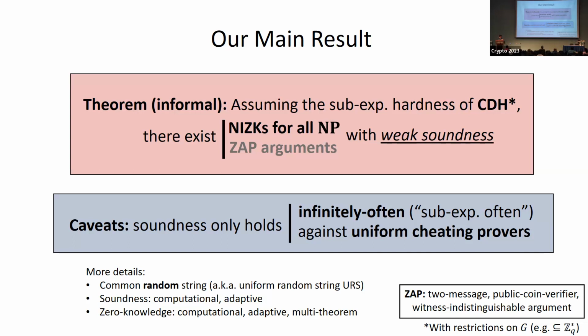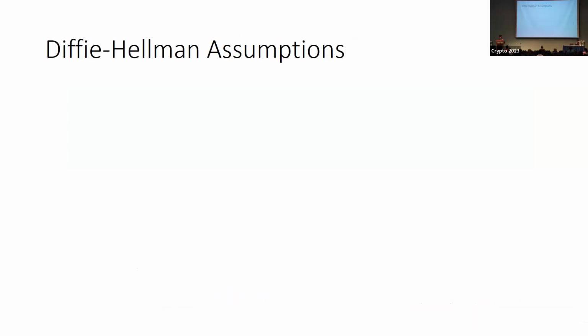If you care about a more precise statement, we essentially get most of the adjectives that you care about. The main restrictions are we only get computational soundness and computational zero knowledge. Okay, so that's the statement of the main result.